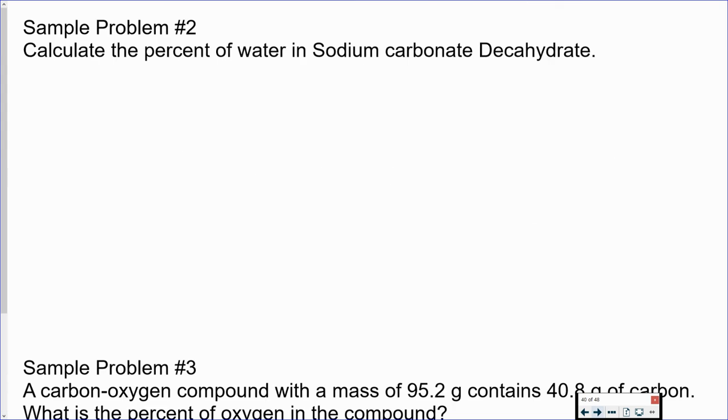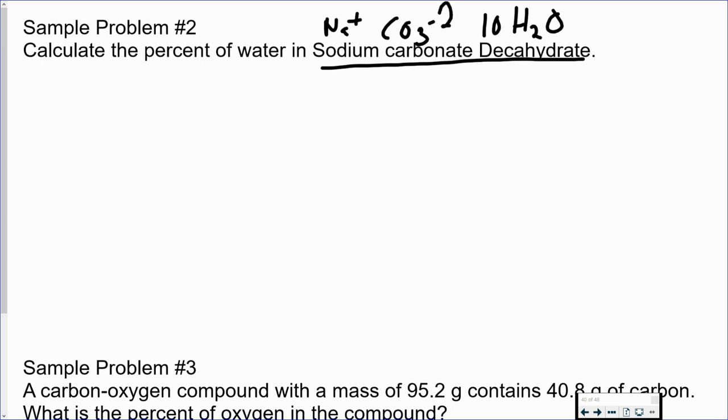All right, I'm going to have you guys try sample problem number 2. And then sample problem number 3 is a little bit different, and we'll go over that together. All right. We'll talk about some answers here in 3, 2, and 1. So for problem number 2, it's sodium carbonate decahydrate, meaning 10 waters. Sodium has a +1 charge, carbonate a -2 charge. So it is Na2CO3 with 10 H2Os.